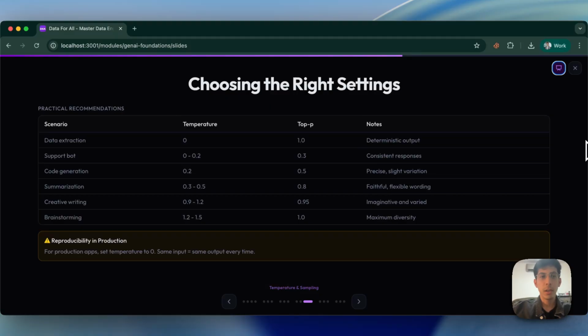For code generation, keep temperature low but not 0. A tiny bit of randomness can help the model explore slightly different but valid solutions. For creative tasks like writing, marketing copy, or brainstorming, crank it up.